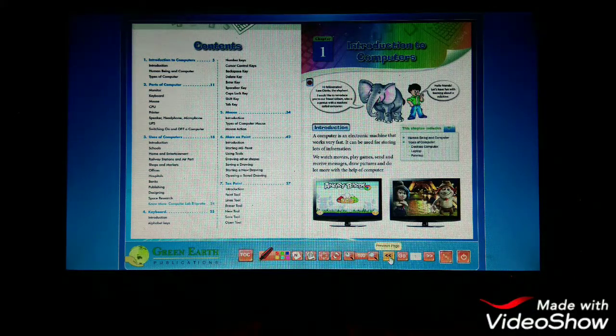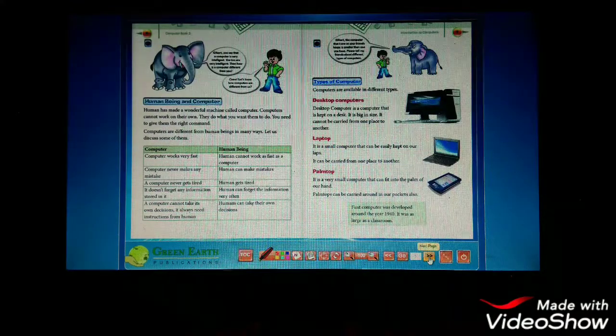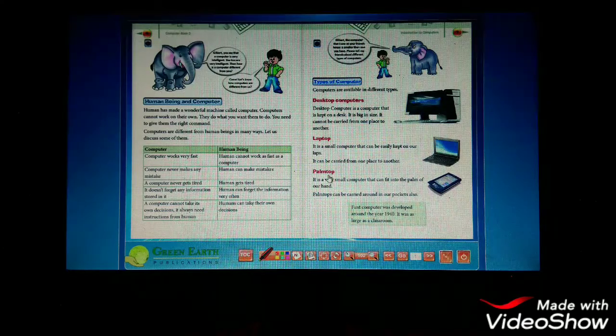Last week, we covered what a computer is, the basic difference between a human being and a computer, and different types of computer like desktop computer, laptop and palm top. And we gathered some knowledge about some important words and their spellings. So today we'll start our exercise.